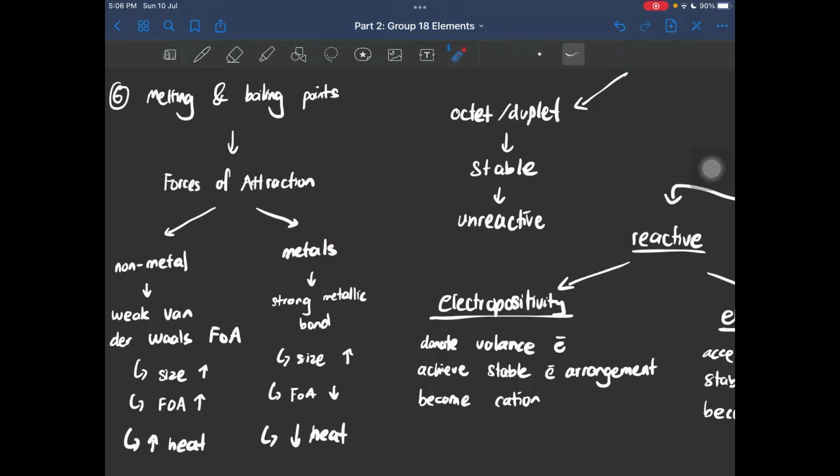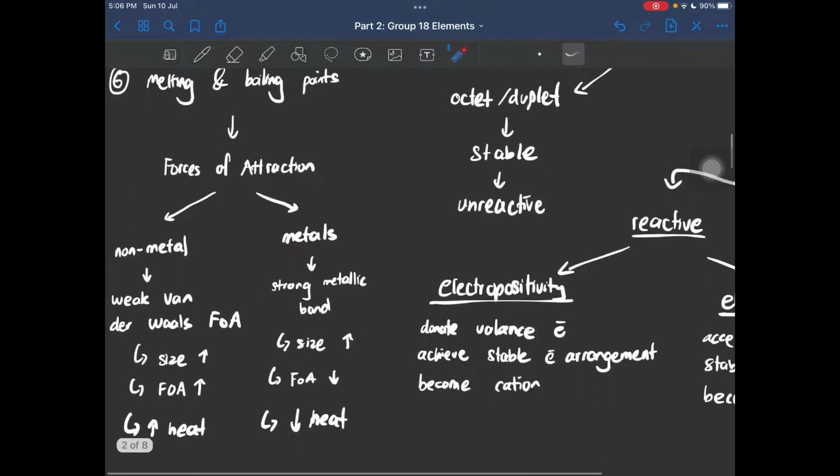And the difference in melting and boiling points is due to the differences in the forces of attraction, whereby non-metals are held together by weak van der Waals forces of attraction, while metals are held together by strong metallic bonds. This is why non-metals have a lower melting and boiling point, because they are held by weak van der Waals forces of attraction, while metals have a higher melting and boiling point because of the strong metallic bonds.